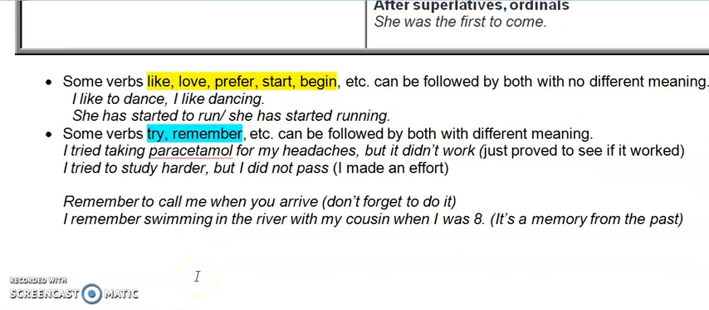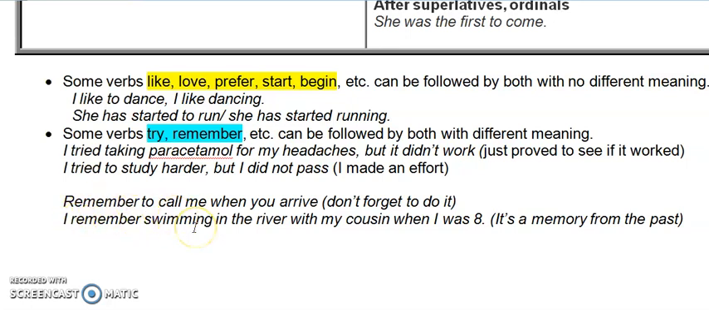Another example that you have in your books of different meanings is with the verb remember. Remember with infinitive has the meaning of don't forget to do it. Remember to call me when you arrive. So when you arrive, you call me, alright? So you have to remember at this moment, or even when you arrive or even before, don't forget to do it, okay? So remember to call me. This is the most common use, right? In Spanish we would say, recuerda llamarme cuando llegues. No olvides.